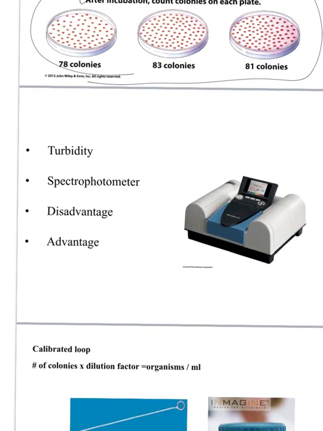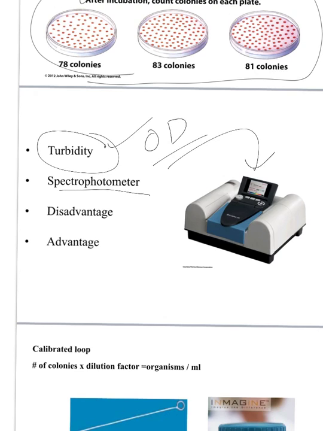Okay, now, an easy way to determine how many cells you have is to use a spectrophotometer, just like you use in biology or chemistry. And you measure the turbidity, or the optical density, the OD, of the liquid. So the cloudier it is, the more bacteria you have. The advantage is it's really, really easy. It's super fast. It takes like a minute. But the disadvantage is you can't tell whether they're alive or dead. It's really easy though. We use it all the time.